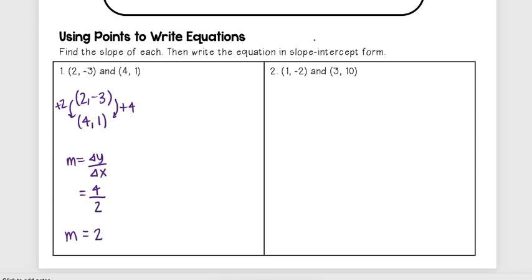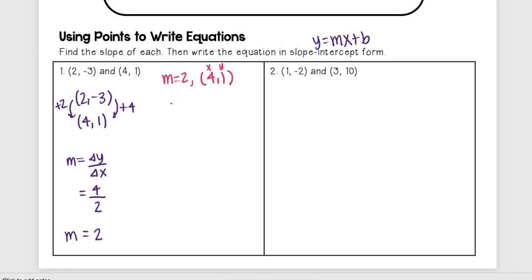Now I want to write this equation in slope-intercept form, y equals mx plus b. I just found my m, so I'm good. However, now I need to find my y-intercept. To do that, we're going to take any of these points. I'm going to take (4, 1) and plug that into y equals mx plus b. We can do that because the point (4, 1) just means that x is equal to 4 and y is equal to 1, because my coordinates are always x first and then y second.